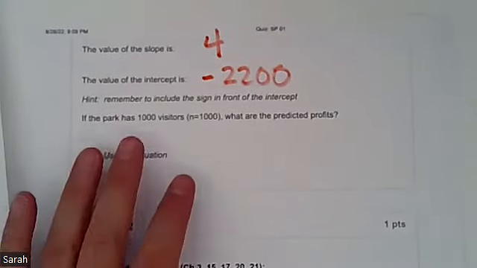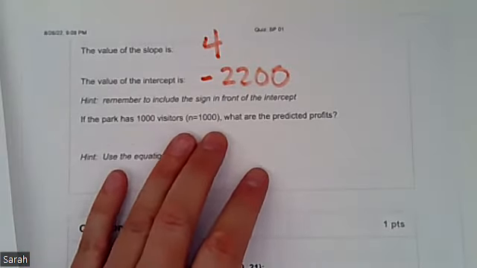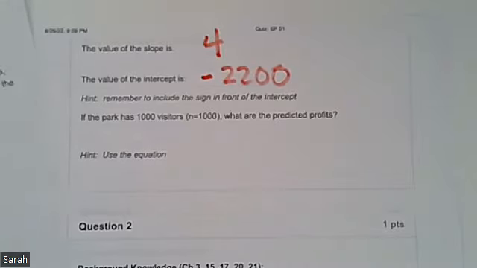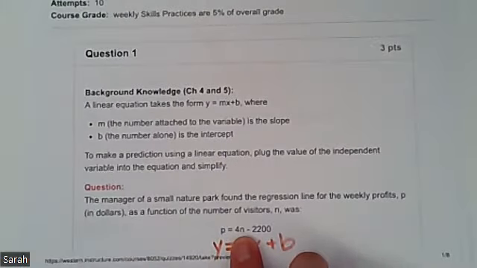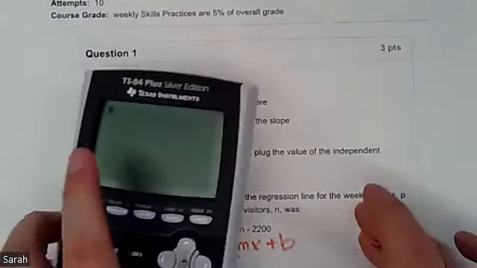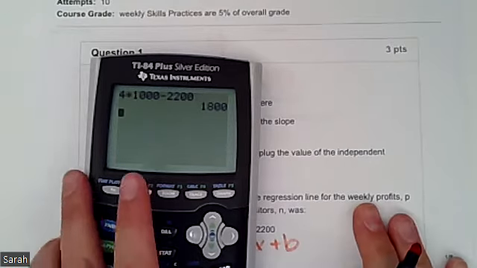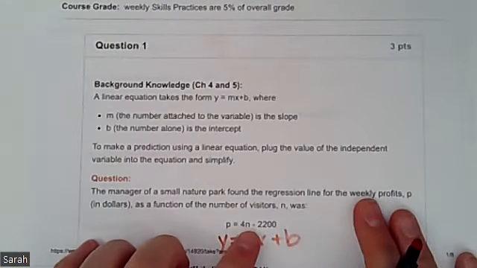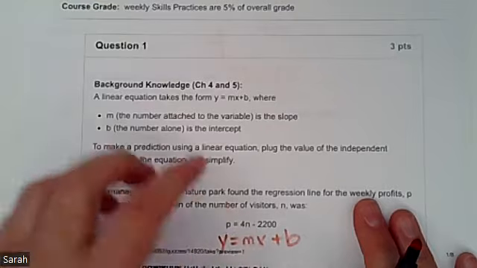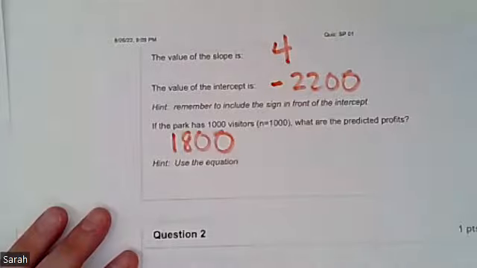The next question says, if the park has 1,000 visitors, so in other words, if N equals 1,000, what are the predicted profits? So I'm going to plug 1,000 in for N here. I'll have 4 times 1,000 minus the 2,200. That gives me 1,800. That predicted value just means plug in the value for the independent variable and then simplify. So I'll put in 1,800 here.